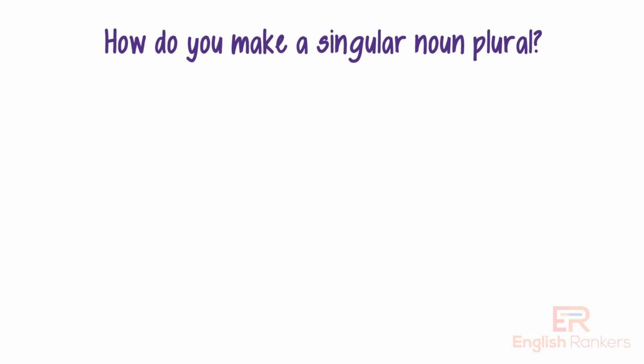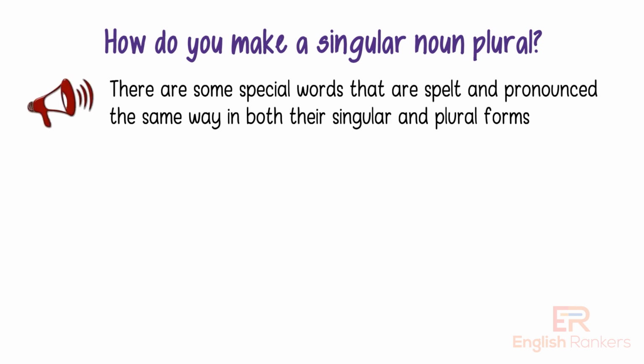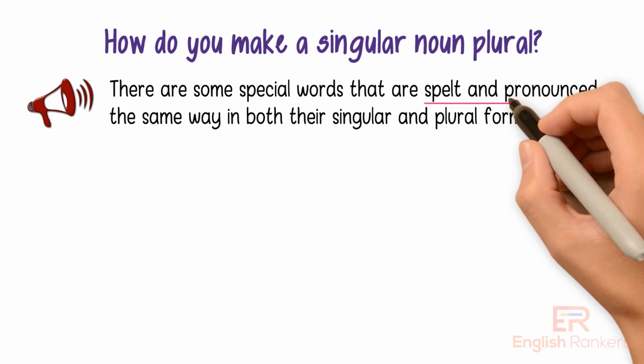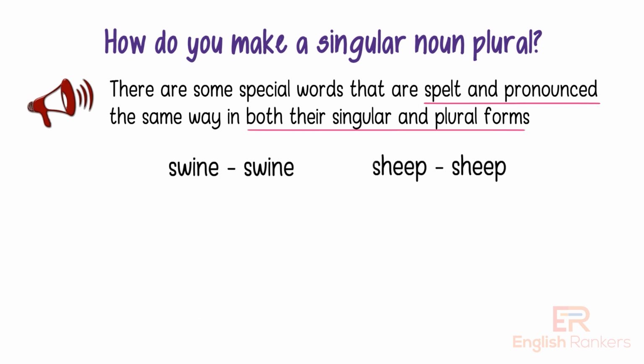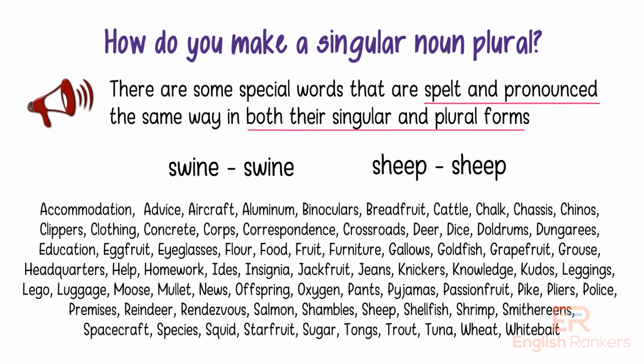The majority of nouns have distinct plural and singular forms. However, there are some special words that are spelled and pronounced the same way in both their singular and plural forms. For example, swan, swan, sheep, sheep. A few more words whose singular and plural forms are alike. Please memorize: accommodation, advice, aircraft, aluminium, binoculars, and so on.